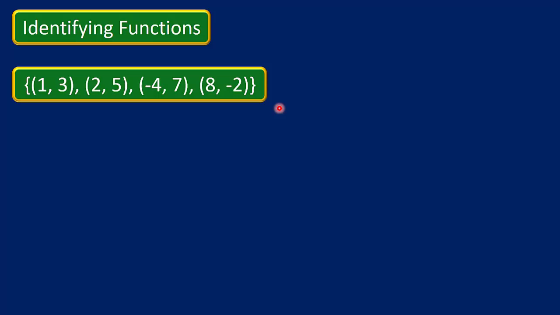So let's look at some examples here. This one, we have the x's in the first position here and the y's in the second. Now you can see that every x here corresponds to exactly one y. There's no repeated x. So we would say that y is a function of x, because every x you put in, you get exactly one y out. So y is a function of x.